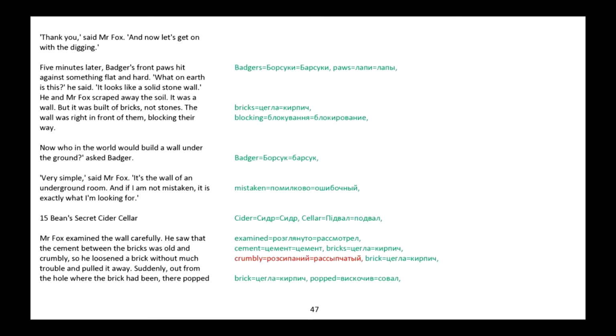"Thank you," said Mr. Fox, "and now let's get on with digging." Five minutes later, Badger's front paws hit against something flat and hard. "What on earth is this?" he said. "It looks like a solid stone wall." He and Mr. Fox scraped away the soil. It was a wall, but it was built of bricks, not stones. The wall was right in front of them, blocking their way. "Now, who in the world would build a wall under the ground?" asked Badger.